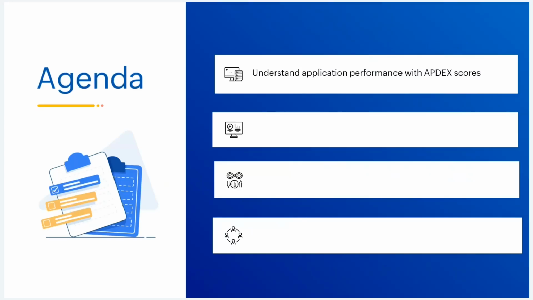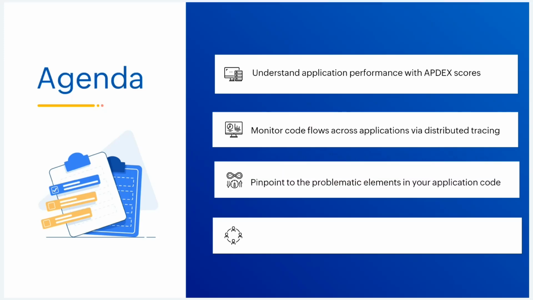Agenda for today's session is to understand application performance with APDEX score, monitor the code flow across applications via distributed tracing, pinpoint the problematic elements in your application code, and visualize the dependencies in your application architecture with automated service maps.